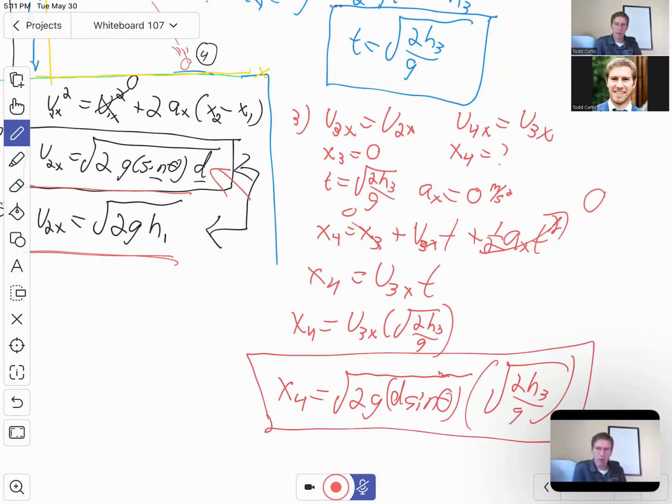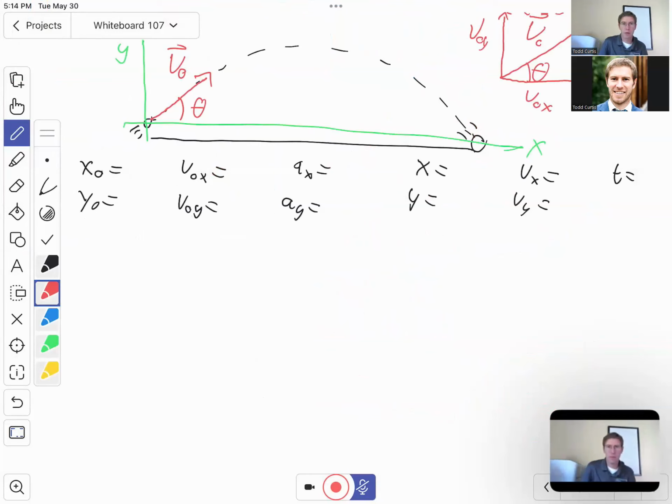Oh boy, howdy. Now we're really cruising. Now, question 4 is another fun one. It's asking us to basically derive an equation for the range equation.